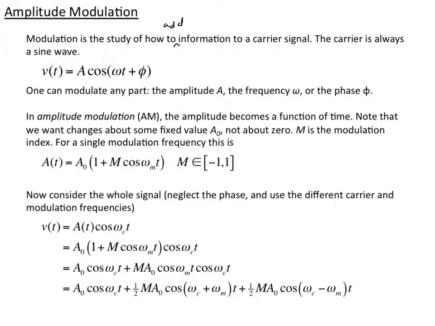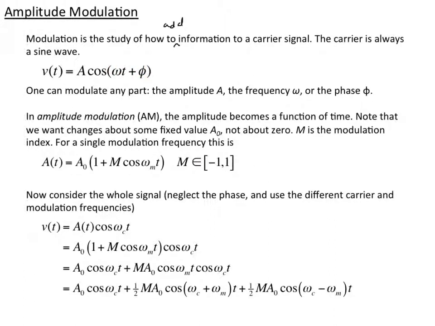So the final topic of this course is the study of modulations. And modulation is basically how you can add information to a carrier signal. The carrier signal is always a sinusoidal wave, shown here as a voltage, which varies as a function of time. It's an amplitude A times cosine of omega t plus phi. And so one can modulate any part of this. One can modulate the amplitude, one can modulate the frequency, and one can modulate the phase.